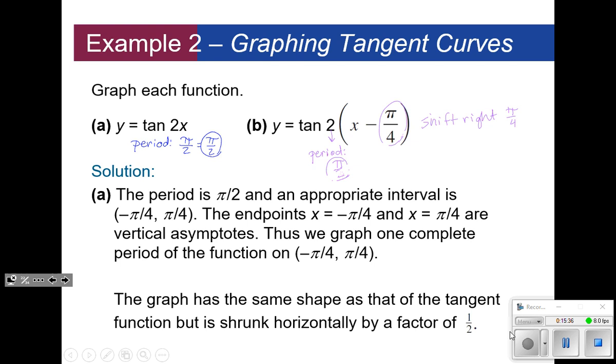So what they're talking about here is the period in part A. The period is pi over 2. An appropriate interval then is negative pi over 4 to pi over 4. So again, tangent, we always start at 0. The right tail goes up, the left tail goes down. If we're going to cut the period in half, normal period is pi, we cut it in half, so now we have pi over 2. Then we've got to cut the normal asymptotes. Instead of the asymptotes being pi over 2 and negative pi over 2, they're going to be pi over 4 and negative pi over 4. We just cut them in half.